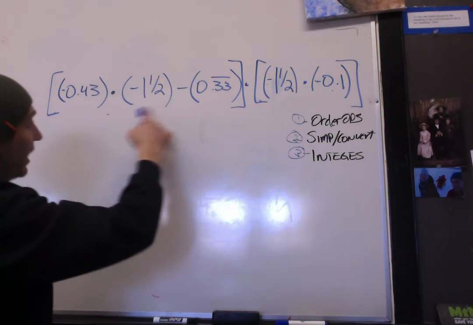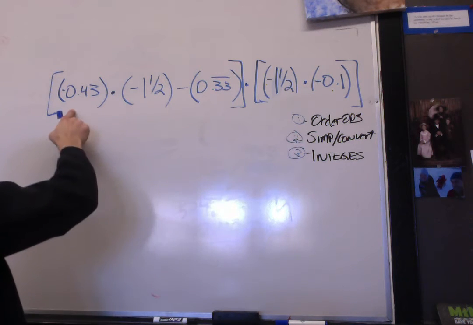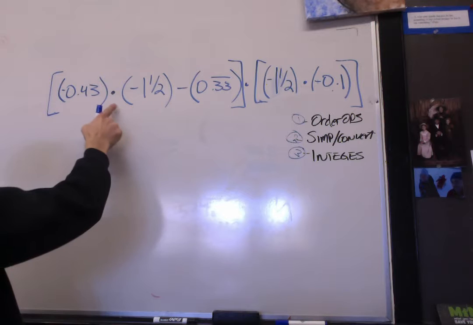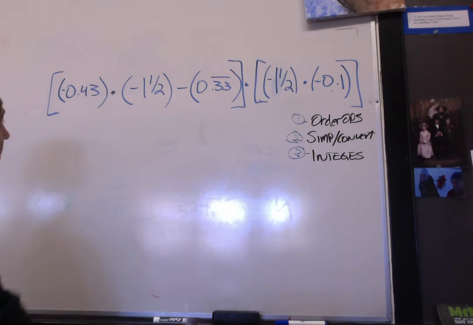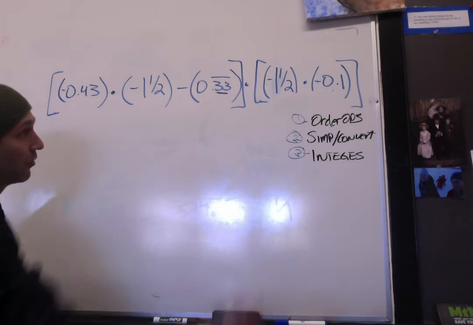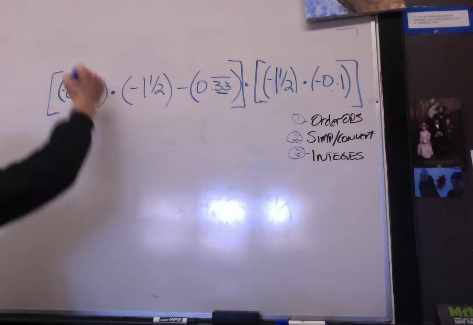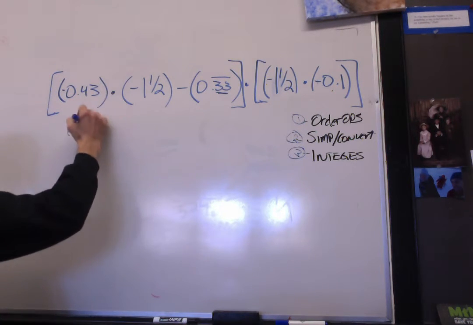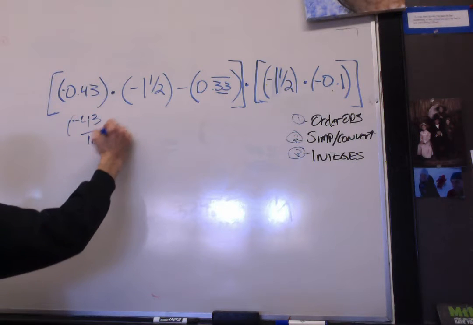So we've got two sets of brackets. I'm going to deal with the big one first. I get negative 0.43 times negative 1 1/2. In this case, I'm going to go to fractions, because I have this over here, I don't really want to deal with the repeating decimal. So this is going to be negative 43 over 100.